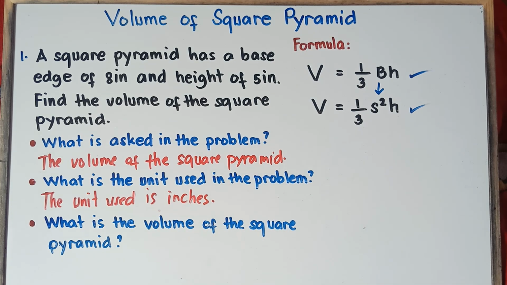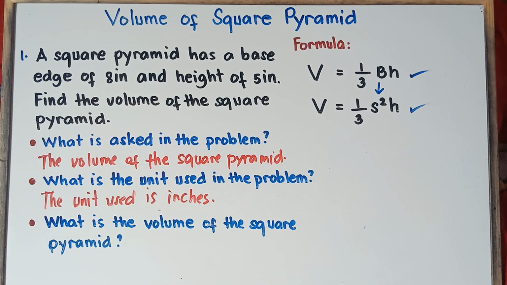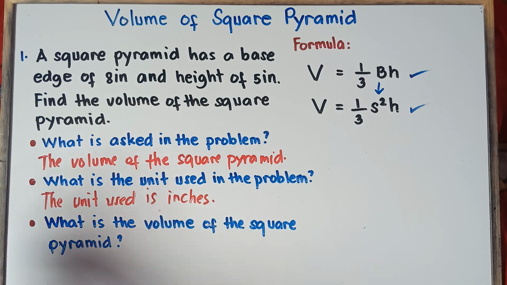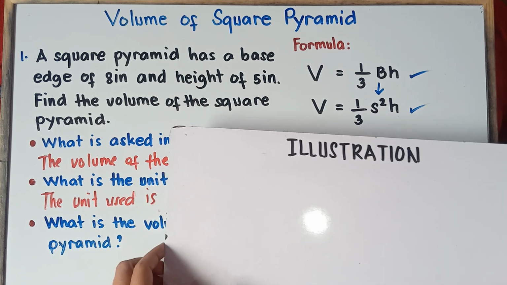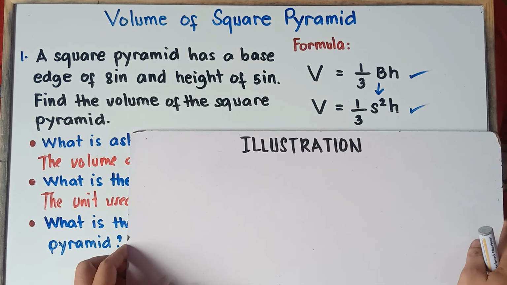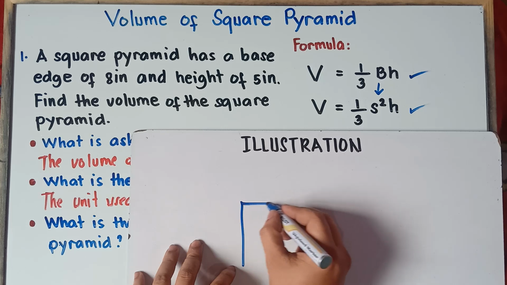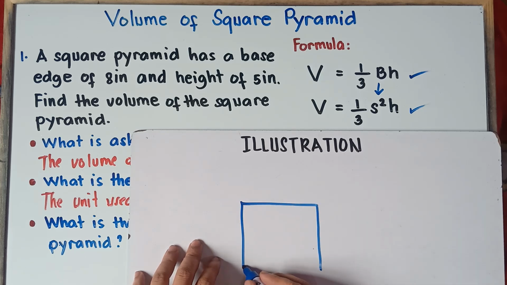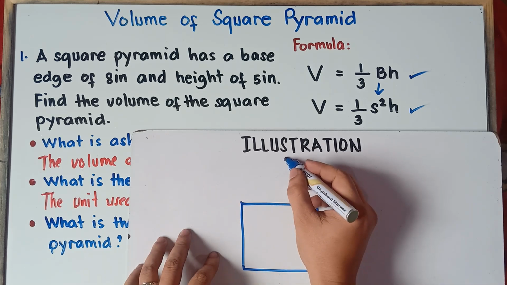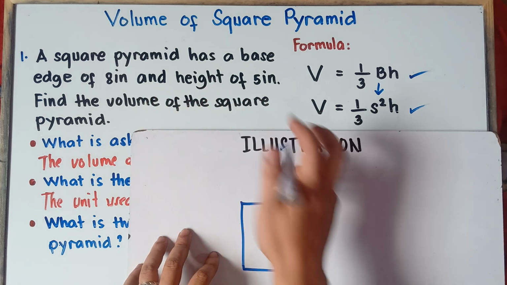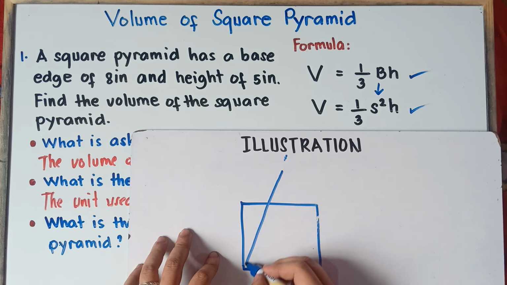Then the third question: what is the volume of the square pyramid? Before we answer this one, class, let's have an illustration for you to be guided. So let's draw this one. We are given a square pyramid, so first, you draw a square. And our given height is 5 inches.